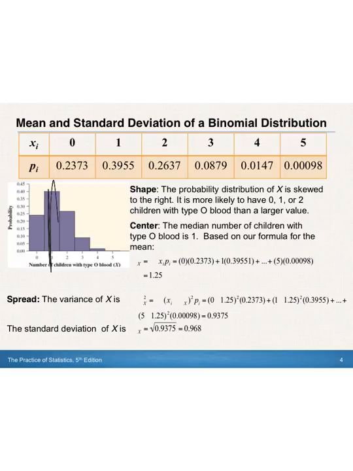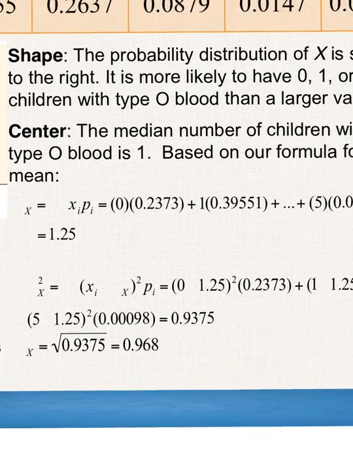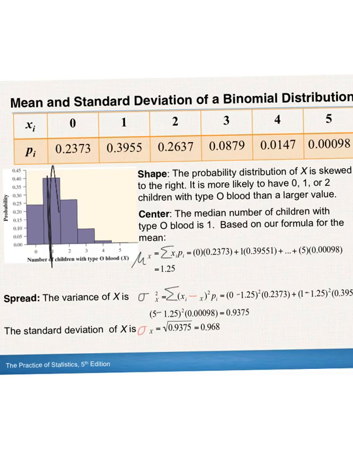And then if we were to use our formula for the mean, we can do the mean the long way, like we've learned how, which is to add up 0 times 0.2373 and 1 times 0.3955 and 2 times its probability, add them all up, and you get the mean is 1.25. Interpreting that, if there were lots and lots of families like this, the average number of kids that would get this O-type blood is 1.25.